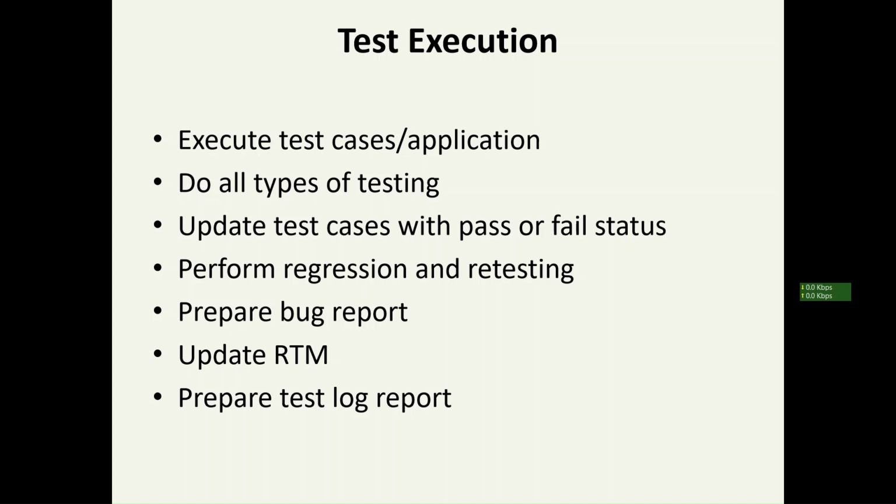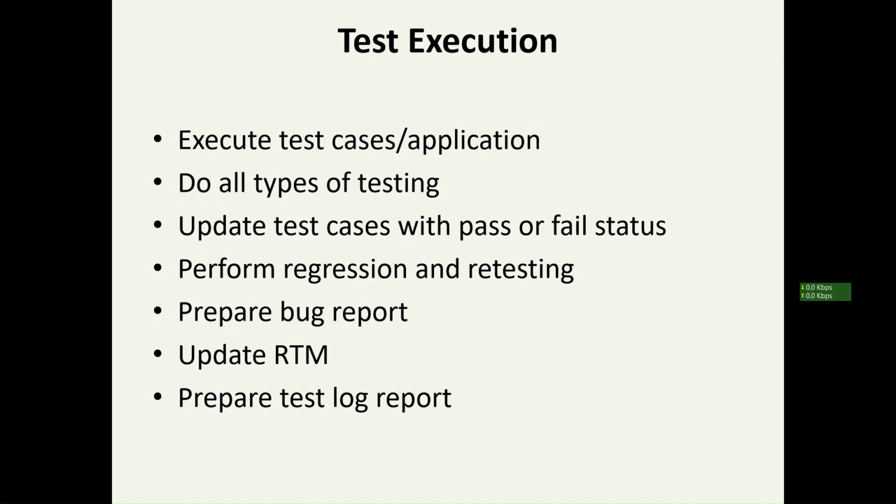So if there is any bug reported, you do retesting. At the last days of the sprint, you do regression testing. In my project, we used to do regression testing in the last 2 days. When a bug is raised, you do retesting. And if there is a bug, you prepare a bug report and send it to the corresponding team. And you are going to update the RTM. RTM you're going to see very shortly now. And the next one is to prepare the test log report. So all these things you are going to do in your execution phase.